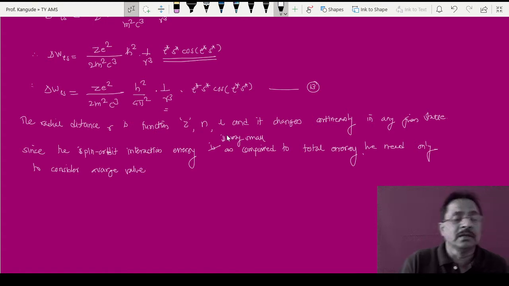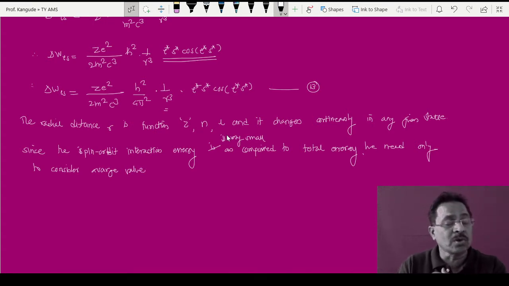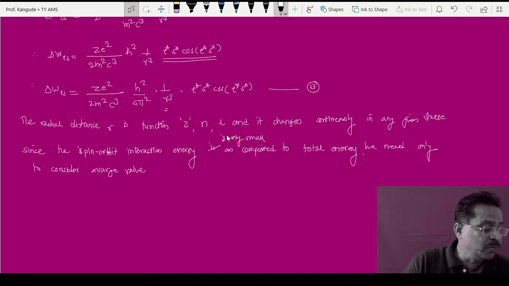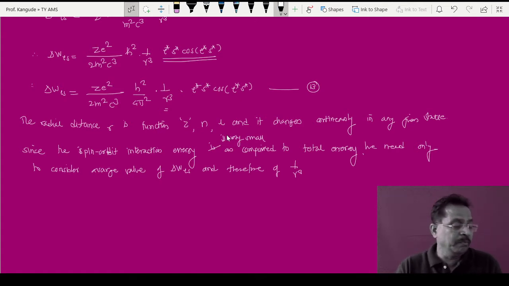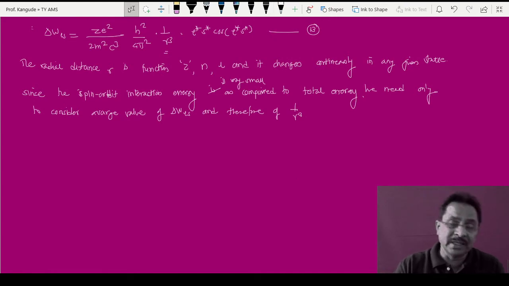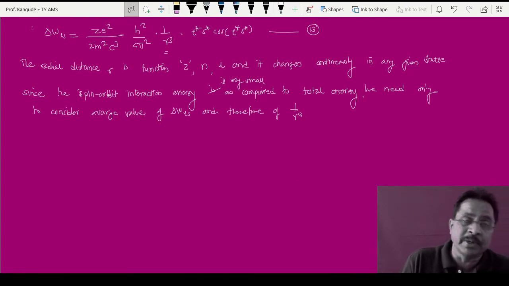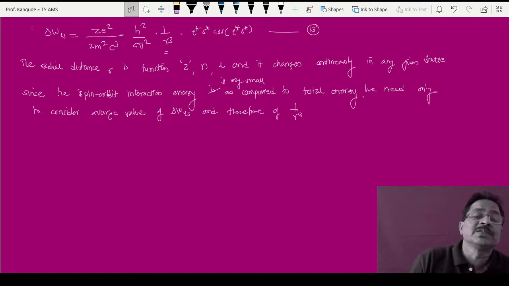As I said earlier, this entire derivation consists of many things which are not known to us in other branches of physics as well as mathematics. Still we are using them here to consider the average value of delta WS, and therefore the average value of this 1 upon r cube. And now how to get this 1 upon r cube value? Again there is a separate theory in quantum mechanics which is called perturbation theory.